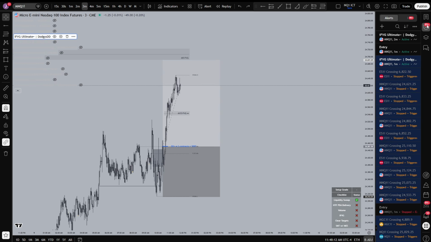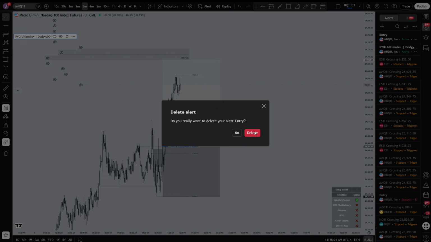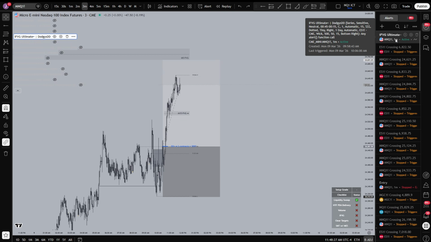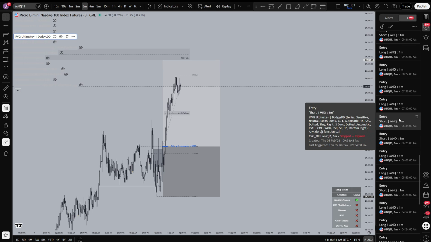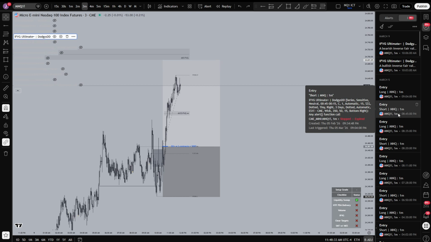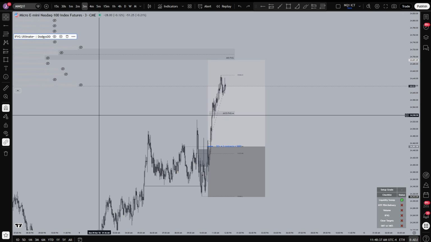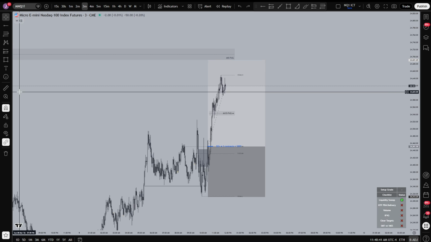Now you can come over here to the right hand side and see if your alerts are active or not. So I'm going to delete this one, and I'm going to delete this one because this is the test indicator, but this is my one, and you can see that all the logs for the entry signals are right here. They're all displayed for you right here. Now that's kind of the basis of the indicator. That's everything that I wanted to go over.